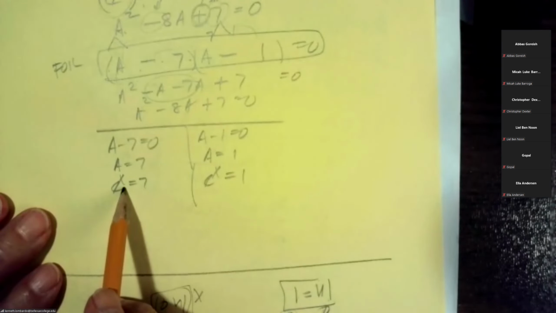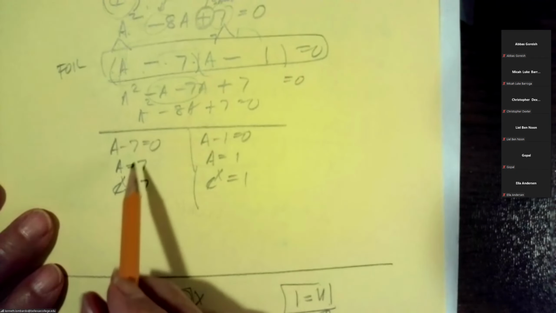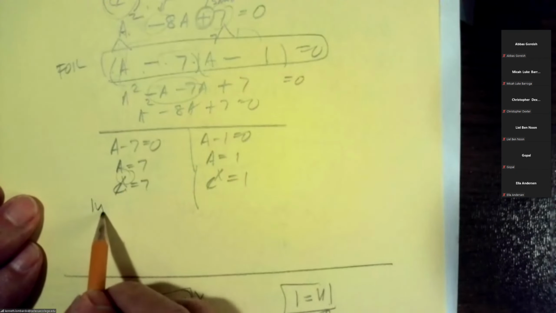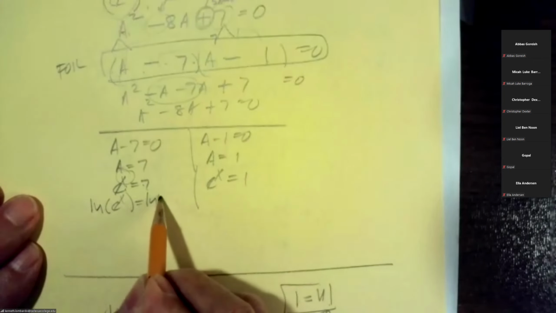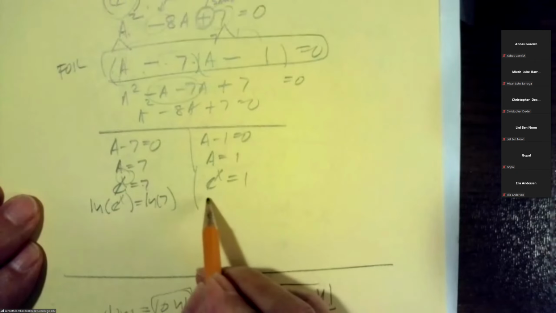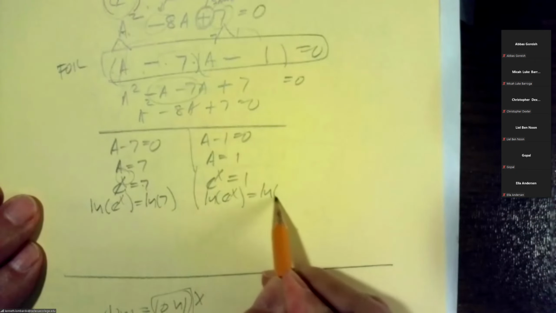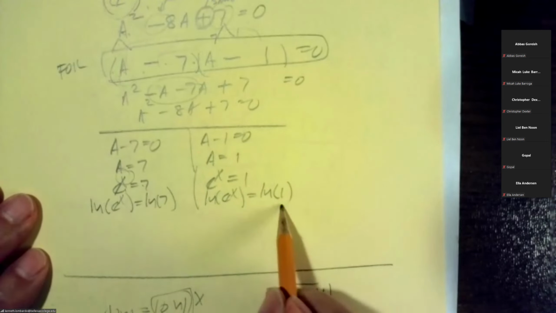Okay, and what are we asked to do here? We're asked to solve for x, aren't we? So if we solve for this x, it's an exponent. So we're going to have to take a log to find out what that exponent is. So I could take the ln of e to the x and the ln of 7 on this one. And the ln of e to the x equals the ln of 1 on that side.